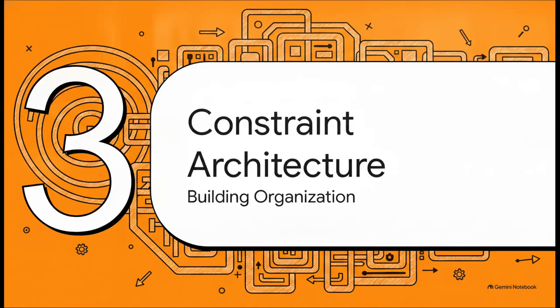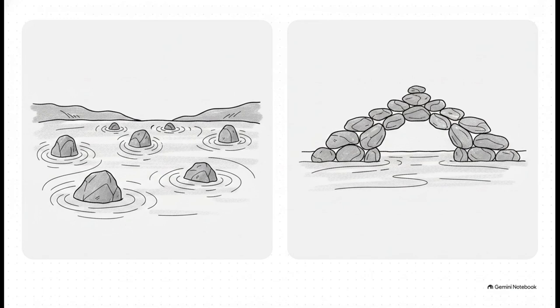Section 3. Building constraint architectures, from multiplicity to organization. Let's see what happens when we scale this up from simple loops to intricate webs. Having a bunch of constraints all acting at once is just called constraint multiplicity. Think of throwing a handful of rocks into a stream.